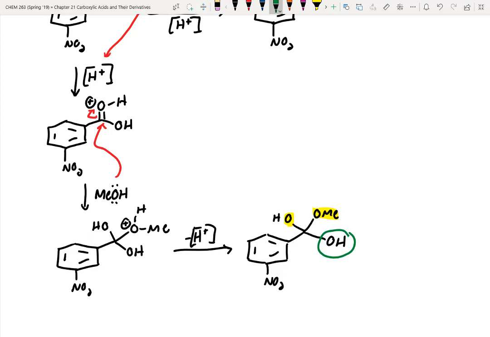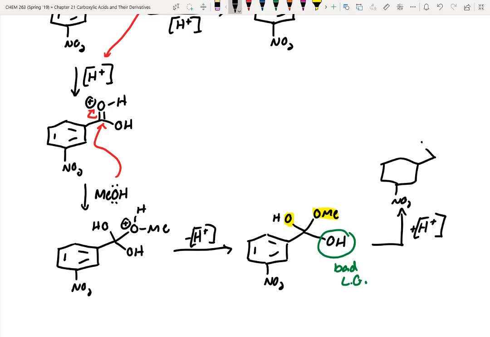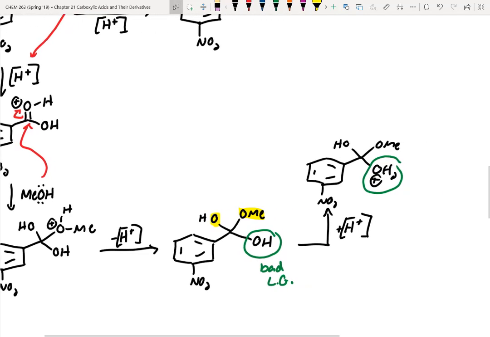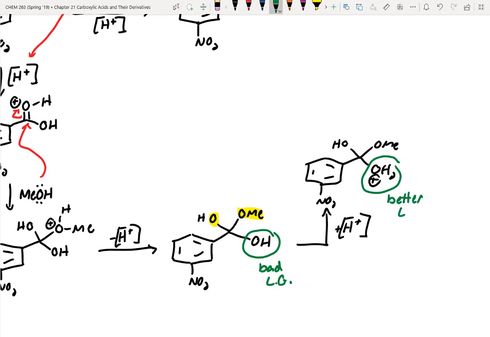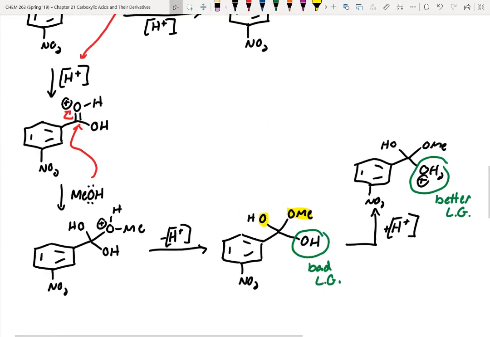It's a bad leaving group at this point. So it's a bad leaving group, which in this case indicates we need to protonate this first. So I'm going to go ahead and just write plus H plus. All right, by doing this, this is a better leaving group. So I'll even go ahead and indicate that, better leaving group, because when we kick it off, it's going to be a neutral molecule.